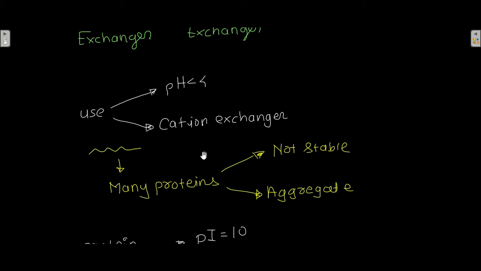Okay, it depends upon the isoelectric point. Okay, whether you are going to use anionic exchanger or cationic exchanger. In theory you can use both, but in practice you cannot use both. Okay, it depends upon what the isoelectric point of that particular biomolecule is. So in this case you cannot use cation exchanger.